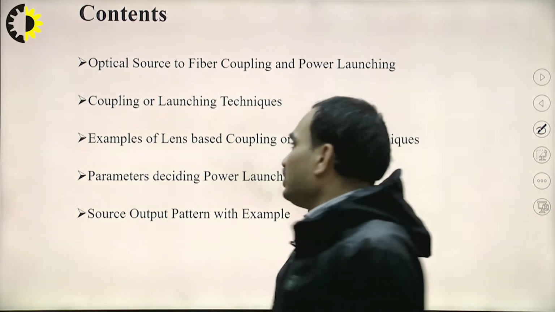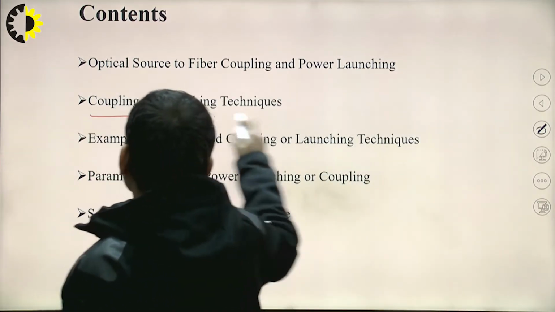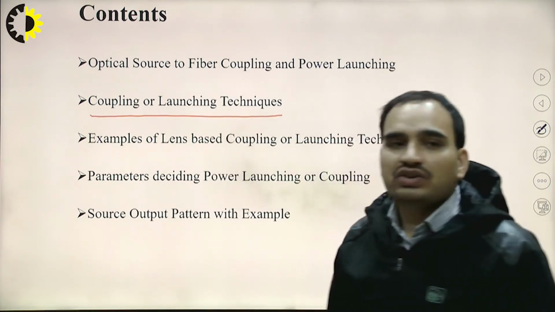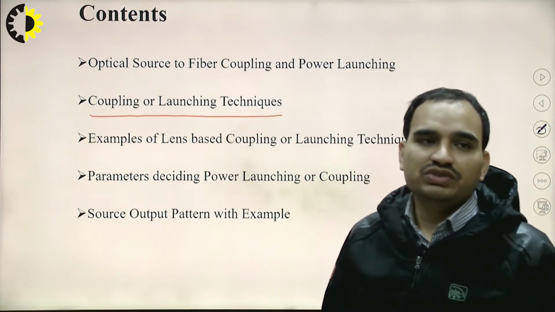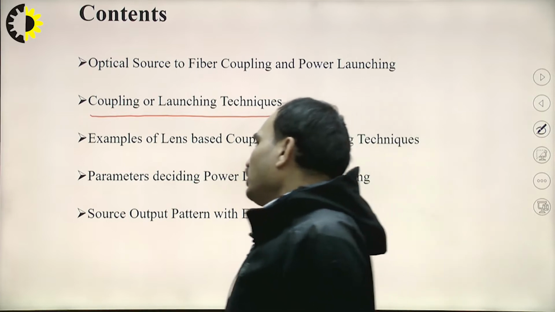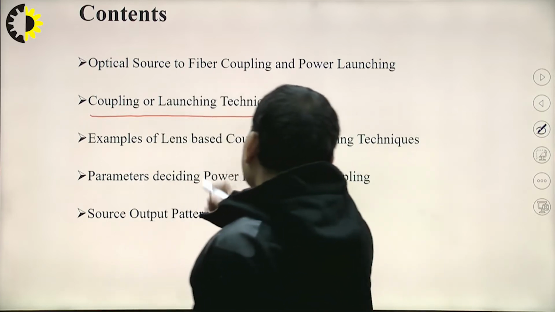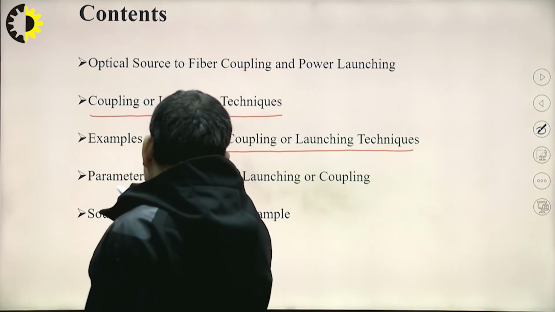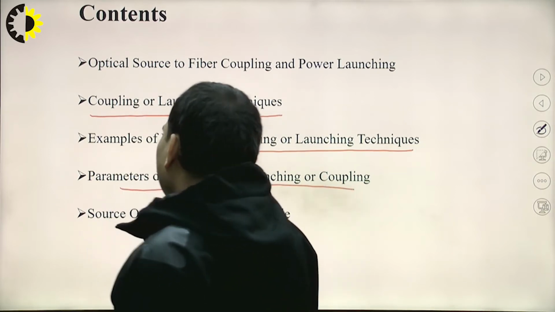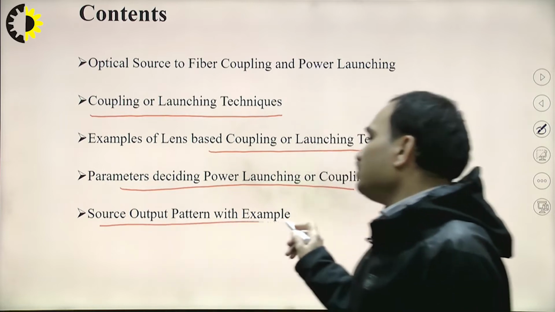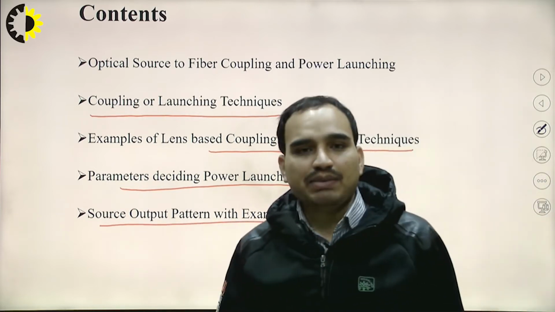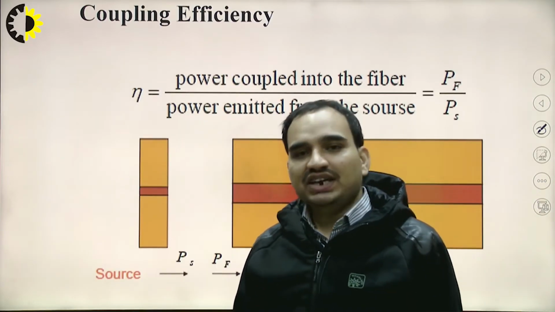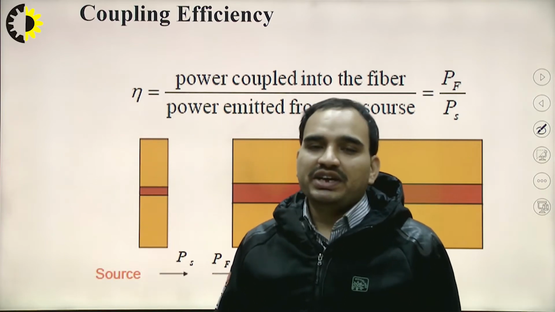Then the coupling or the launching techniques. There are different techniques through which we can launch the power into the fiber. We will study examples of the lens based coupling or launching techniques. Then the parameters deciding the power launching or the coupling, and the source output power pattern with its example. So let's start. What is the coupling efficiency?